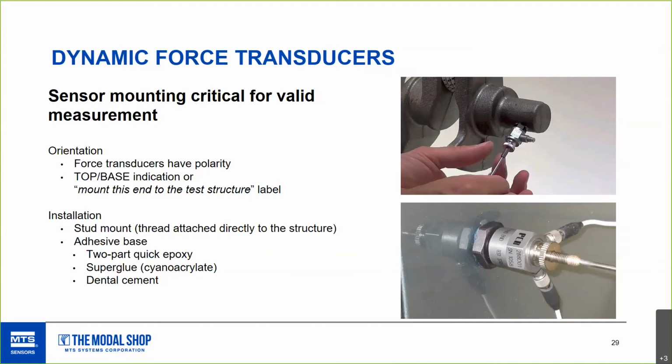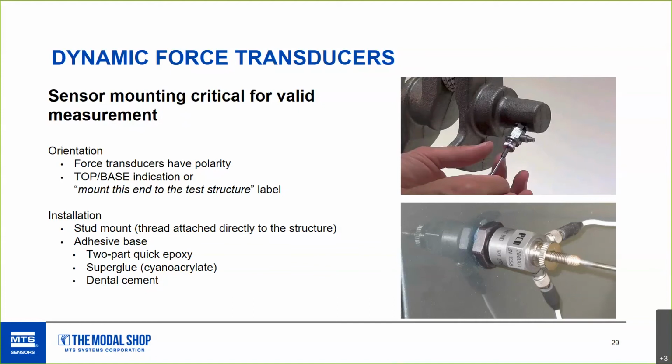Ultimately, this is because of the way the transducer is designed itself. It has a certain mass and stiffness, and the manner that they're calibrated, they are meant to be installed in a certain way so that you can essentially make the correct measurement.